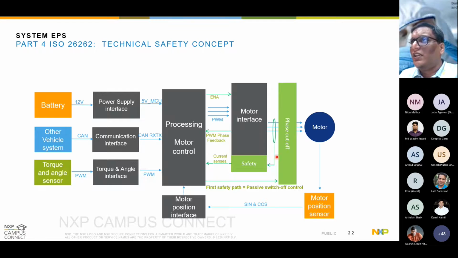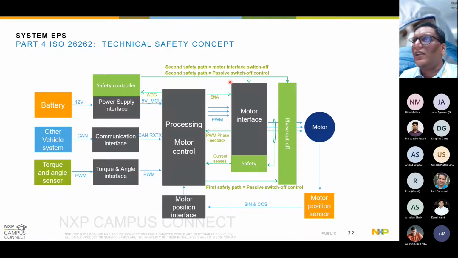Now, you also disable the motor interface, the gate drivers, to save power and so on. The processing function has a watchdog that is monitoring the processing. If the watchdog detects a failure in the processing function itself, it signals it back to the power supply interface. The power supply interface can then cut off the motor and the motor interface. So the processing function is faulty, that is detected by the safety controller, and that's how you disable the motor. Right, so that's how you start, slowly, step by step, to identify, not miss out any corner cases, and so you start to develop your technical safety concept.